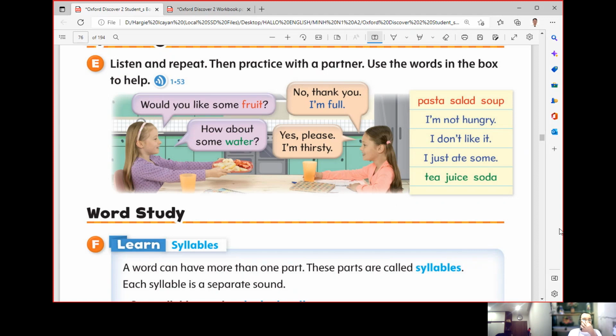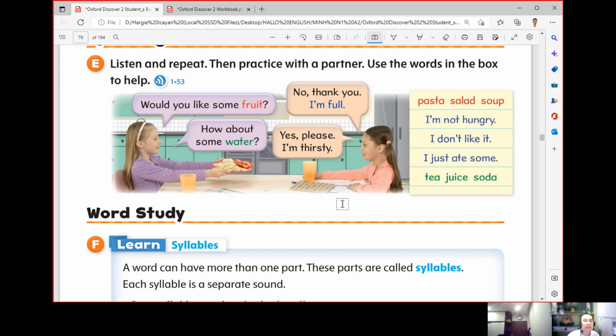Page 75. Communicate. Speaking. E. Listen and repeat. Then practice with a partner. Use the words in the box to help. Would you like some fruit? No, thank you. I'm full. How about some water? Yes, please.